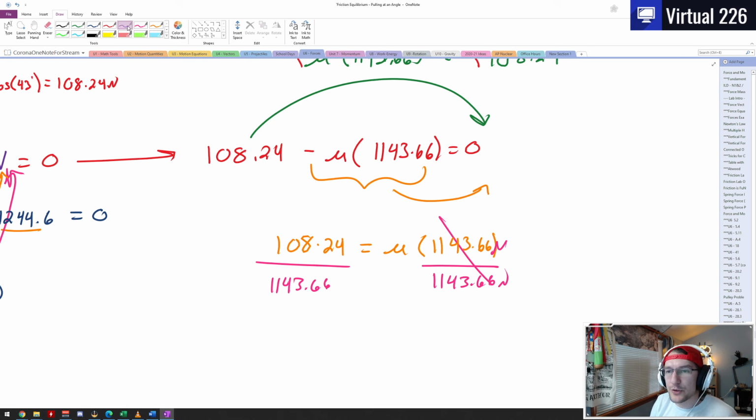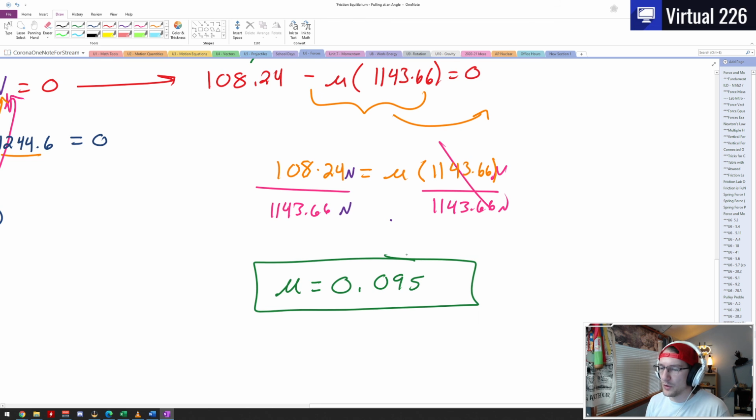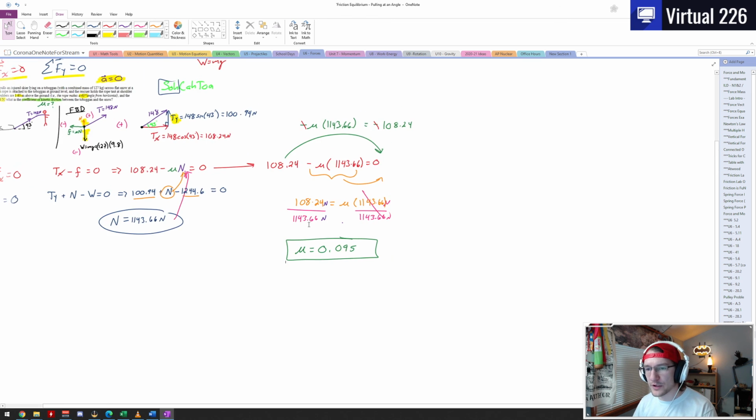Remember, our units for both of these are in newtons, but newtons over newtons, they divide out, they cancel each other out, which is nice because the coefficient of friction is a unitless quantity, or it's force per force, of course, said the horse. But we're basically there. So 108.24 divided by 1143.66 is 0.095 newtons per newtons, or a unitless quantity. And that's our coefficient of friction here. That's what we're looking for in this problem.